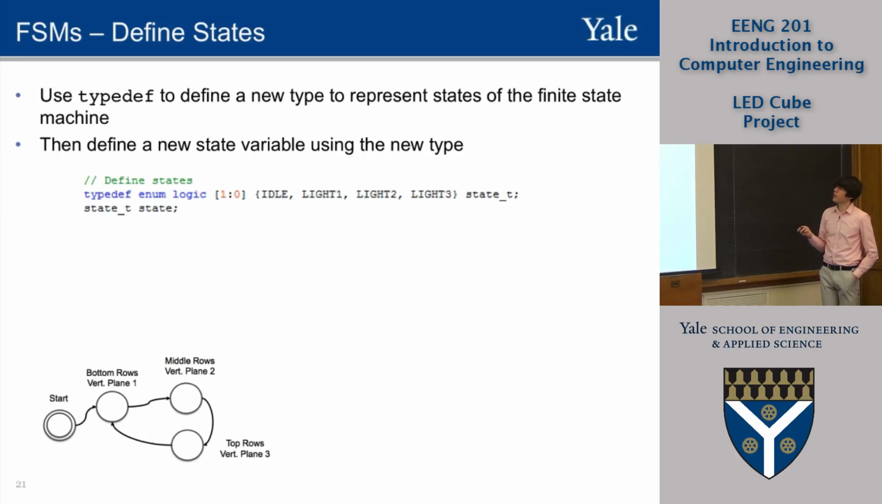And these 2 bits will represent 4 literals or strings, or in this case 4 states, which are idle, light 1, light 2, and light 3. So by having this typedef, you define 4 states for your state machine, and then the next statement, state_t state, means that now that you've defined this state_t type, you define a new variable state, which can take on one of the four values: idle, light 1, light 2, or light 3.